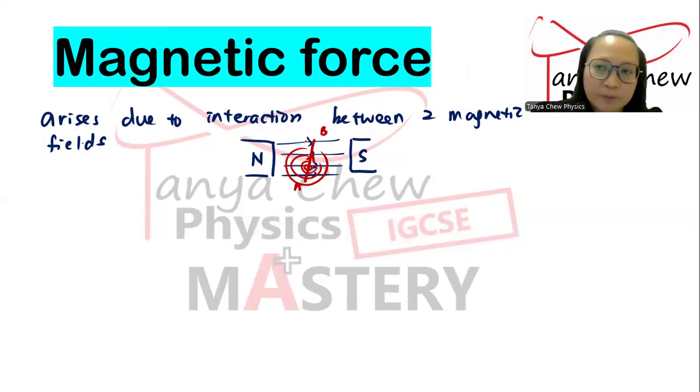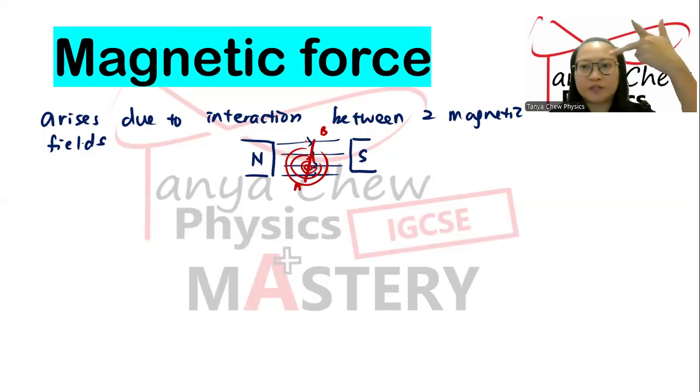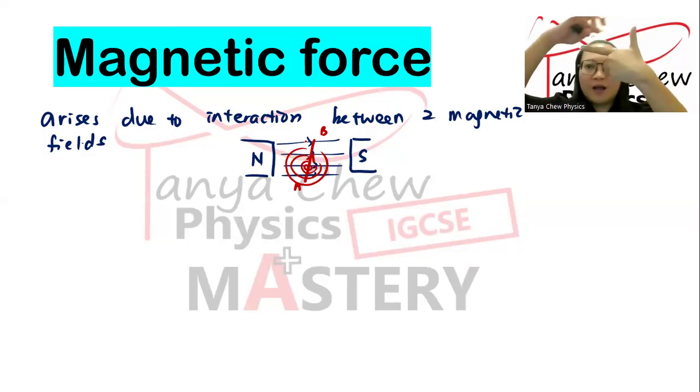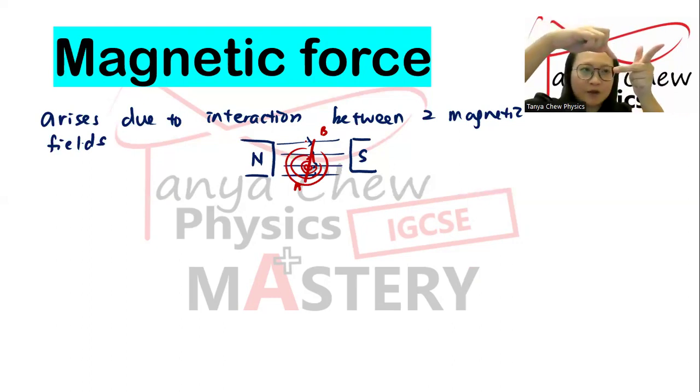The direction of the magnetic force can be determined by using Fleming's left-hand rule. The thumb, F, represents the direction of the force. The first finger represents the direction of the magnetic field from north to south. The second finger represents the direction of the current from positive to negative.